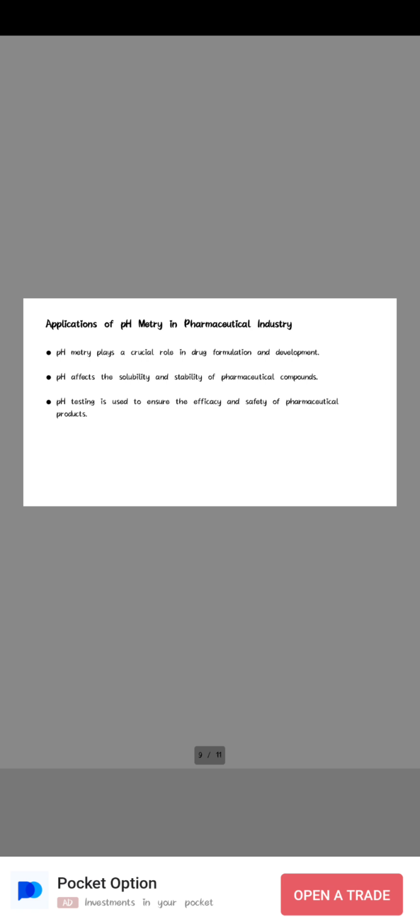Applications of pH metry in the pharmaceutical industry. pH metry plays a crucial role in drug formulation and development. pH affects the solubility and stability of pharmaceutical compounds. pH testing is used to ensure the efficacy and safety of pharmaceutical products.